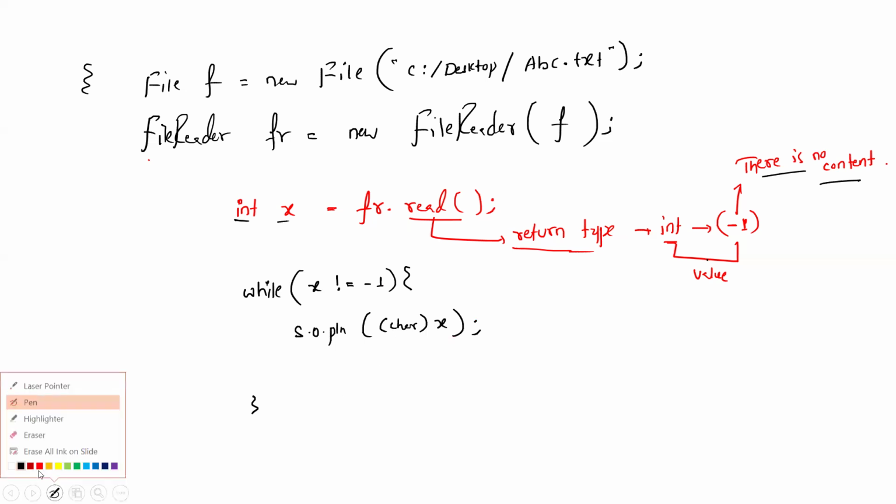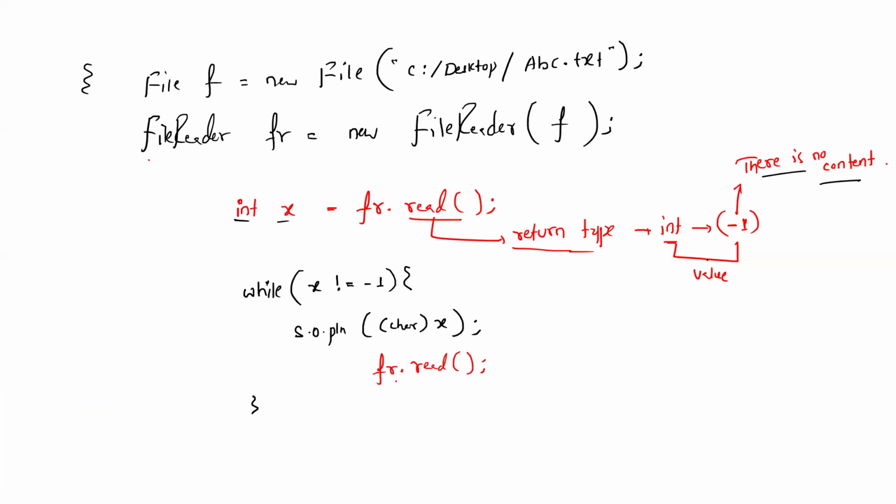Once we print the first character, then what does the read method have to do? The same fr dot read method. We have to read the next character. Read method will read only one character at one time. After printing the previous character, read the next letter and assign it back to the same variable x, which is already defined as int type. Then again check it. If it is not equal to -1, then print. As long as it is not equal to -1, this loop will keep on running. That means the entire content from the file we can see in the output.